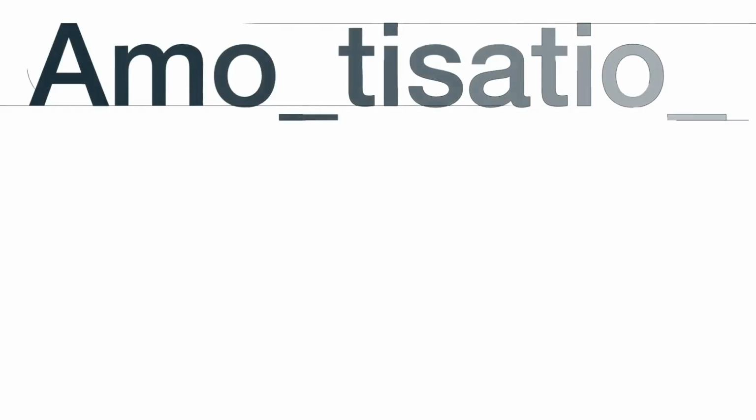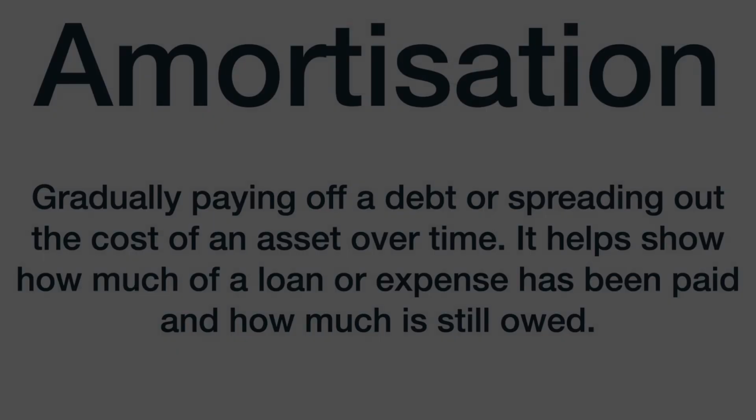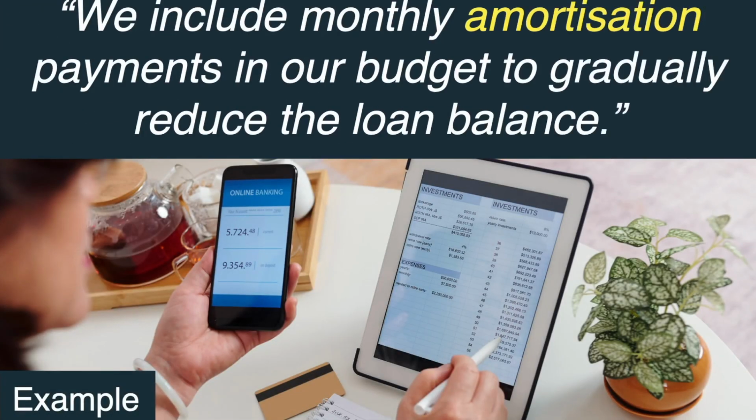Next, we have an accounting word which means gradually paying off a debt or spreading out the cost of an asset over time. It helps show how much of a loan or expense has been paid and how much is still owed. Have you guessed the word? The answer is amortisation. The company uses amortisation to spread the cost of its new equipment over several years. We include monthly amortisation payments in our budget to gradually reduce the loan balance.